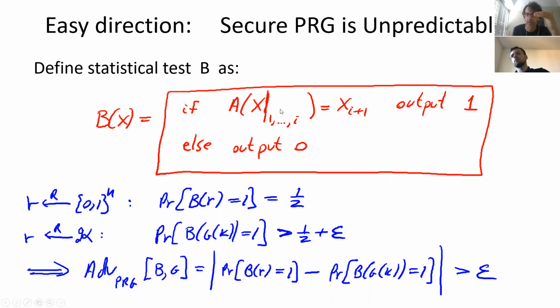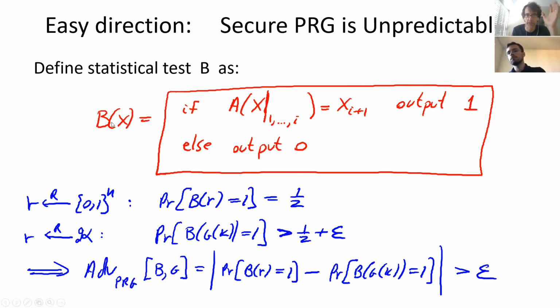Okay, so give him the first i bits of this string and see if he predicts. If he predicts, output 1. If he doesn't, output 0. Very strict, very clear procedure for how the reduction should use this guy, A, to attack the PRG.